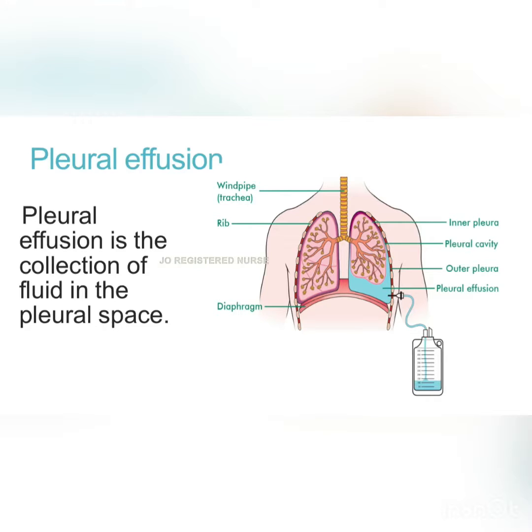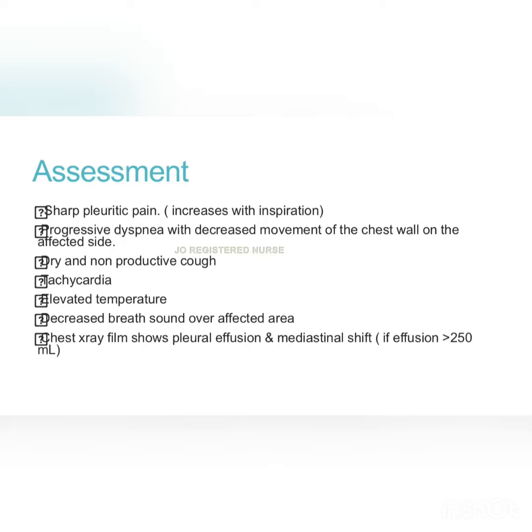Assessment. In assessment, we can see there will be sharp pleuritic pain, especially on inspiration. And there will be progressive dyspnea with decreased movement of the chest wall on the affected side. And there will be a dry, non-productive cough caused by bronchial irritation or mediastinal shift, and there will be tachycardia, elevated temperature, and decreased breath sound over the affected area.